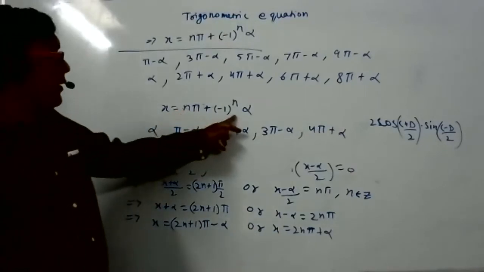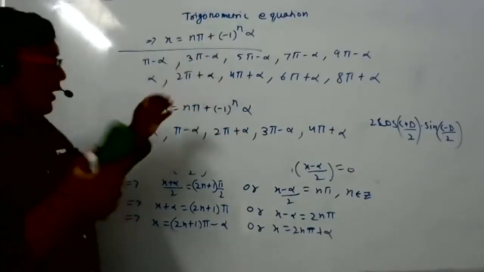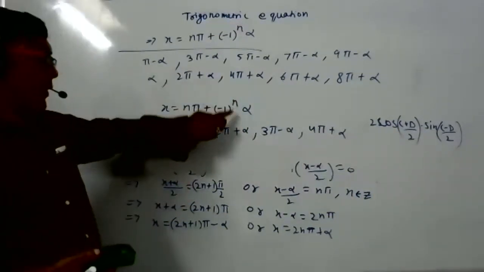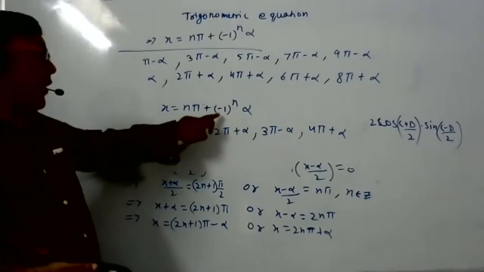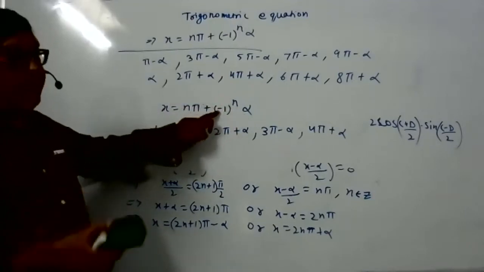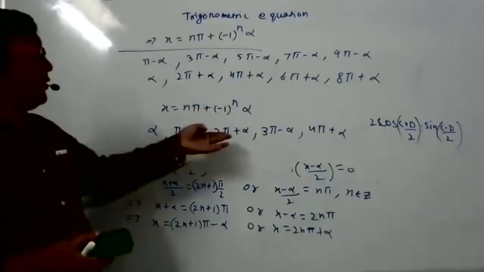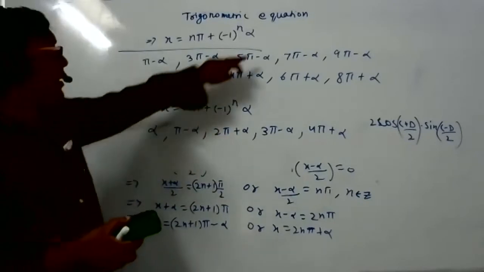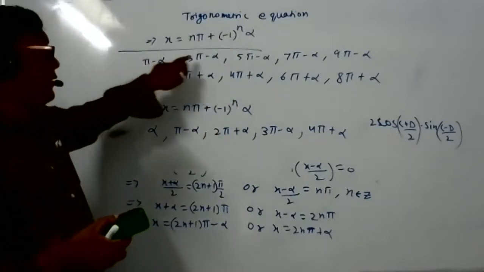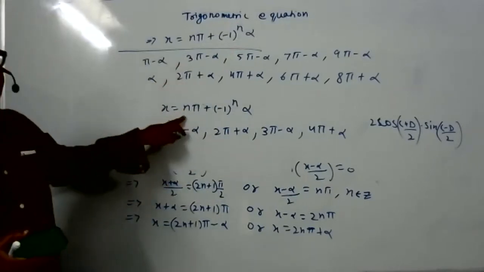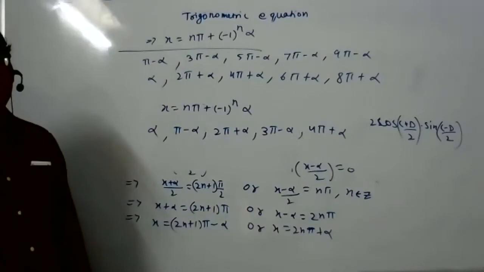This expression represents these two angles together because minus 1 to power n is there. So when n is odd, automatically I will get minus alpha. When n is even, automatically I will get plus alpha because minus 1 to power even number is positive. So what I have written is correct, and it represents all these angles, whether it is pi minus alpha, 3 pi minus alpha, or 2 pi plus alpha. Do you agree or not? Shall I teach again this part?